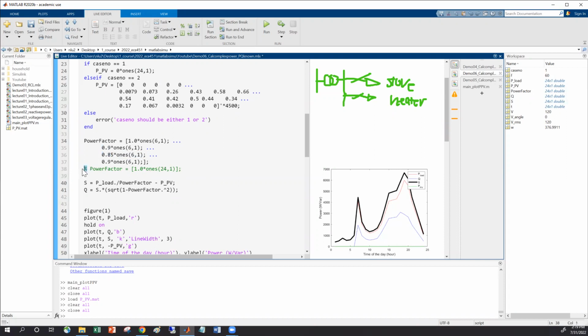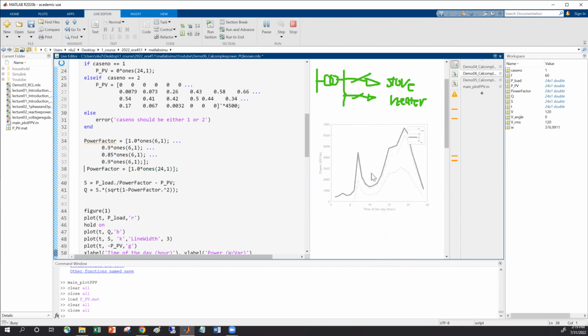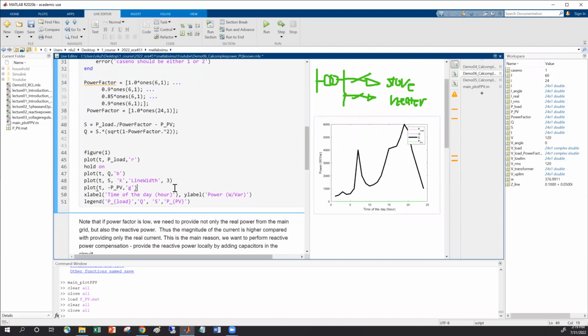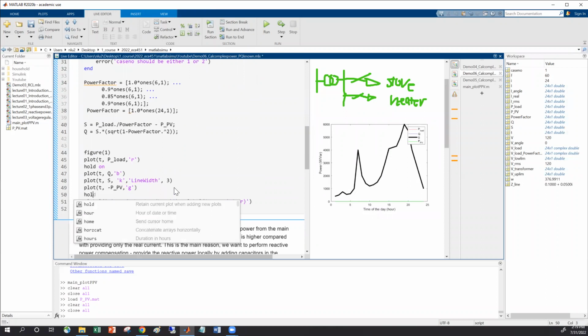So if I set this power factor to be 1.0, let's see what will happen. Let's run that again. You can see that if I set the power factor to be 1.0, then there will be no reactive power. The blue line becomes 0, and there's only the complex power, which equals the real power. So you can see the black line and the red line will overlap with each other.